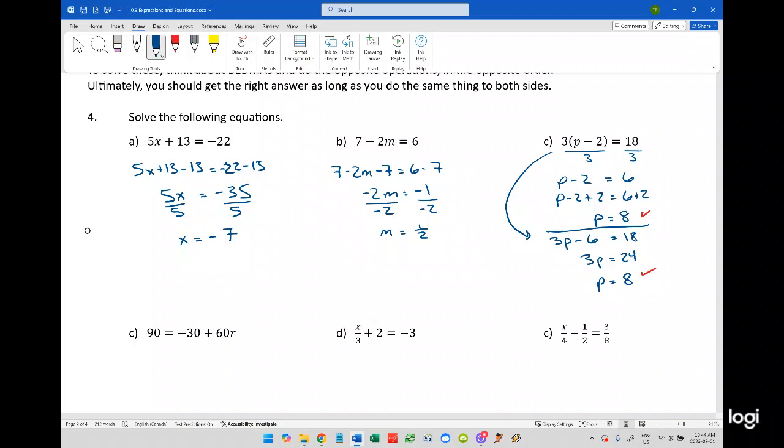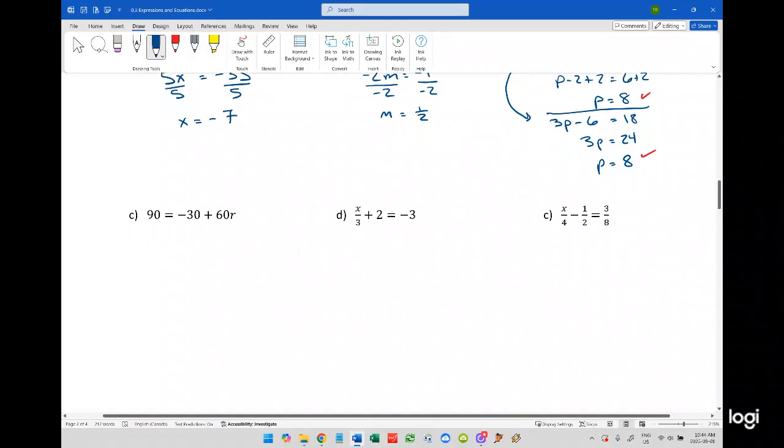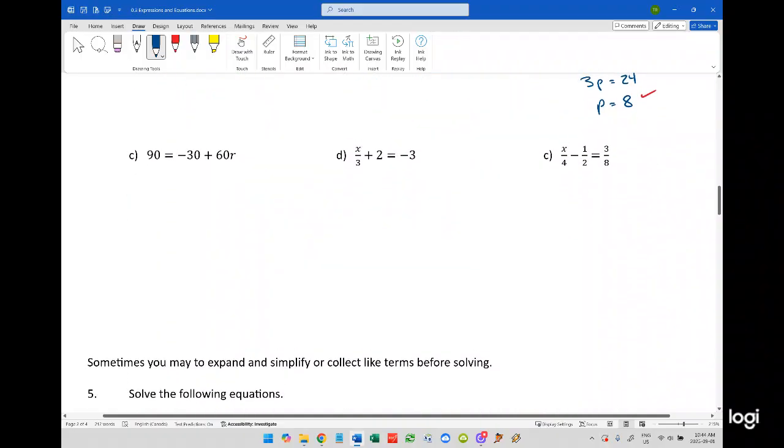So this one, I said I was going to subtract 13 from both sides, and then I subtracted 13 from both sides. What I can do is the actual number of steps is just do the same thing to both sides. So here, I'm going to add 30 to both sides. I'm not going to write in plus 30 on both sides. I'm just going to add 30 to both sides.